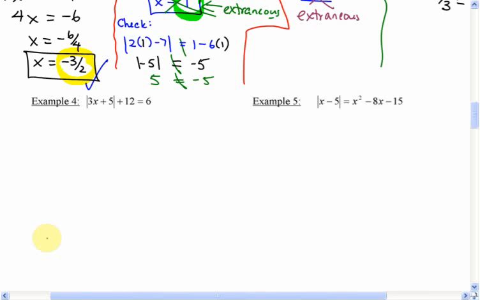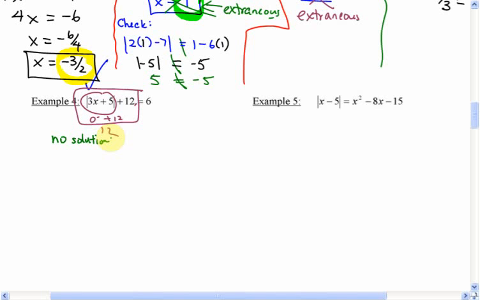Number 4. Remember absolute values? What's the smallest the absolute value can be? The smallest this thing could be is 0, right? What's 0 plus 12? So the smallest this whole thing can be is 12. It's supposed to equal 6? No, can't be. So therefore there's no answer. This one's no solution. Now, if you went and did all the cases, you would have found answers, and they would have been both extraneous. What a waste of time.